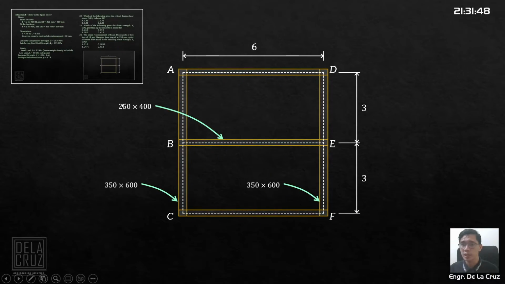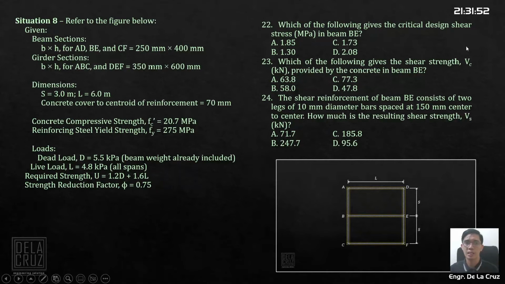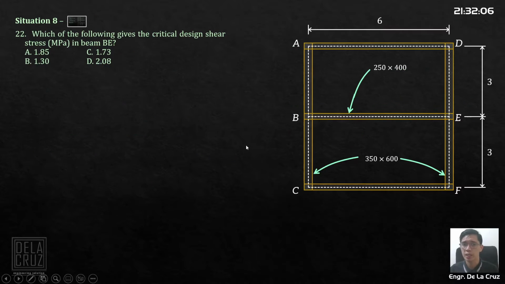Okay, after that, let's solve the problem. Which of the following gives the critical design shear stress in beam BE? It is not shear strength in kilonewtons. The unit is indicated: it should be shear stress. What will we do? Okay, so we are to consider the beam BE. We need to get the load acting on beam BE. The load acting on beam BE.